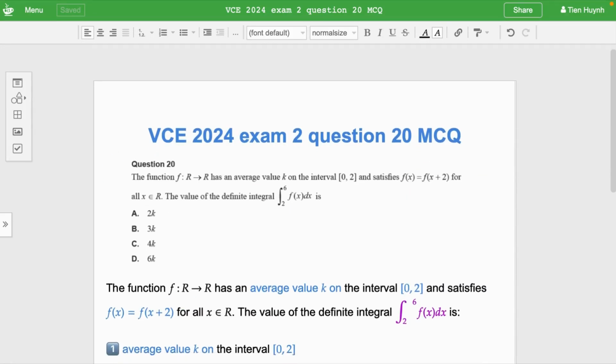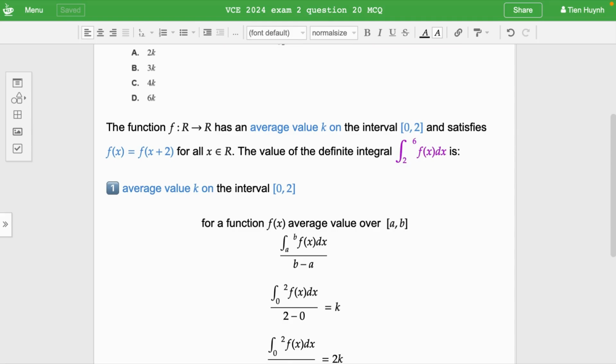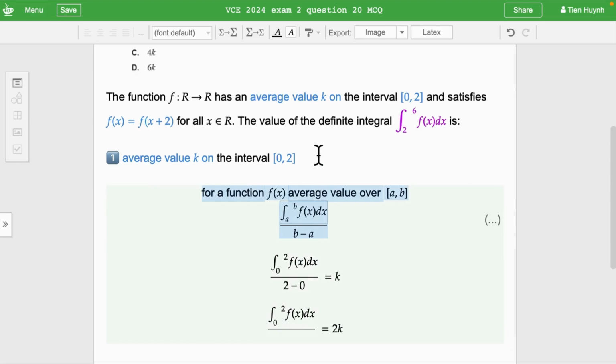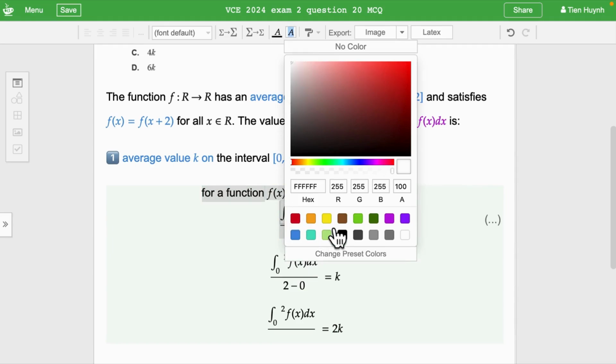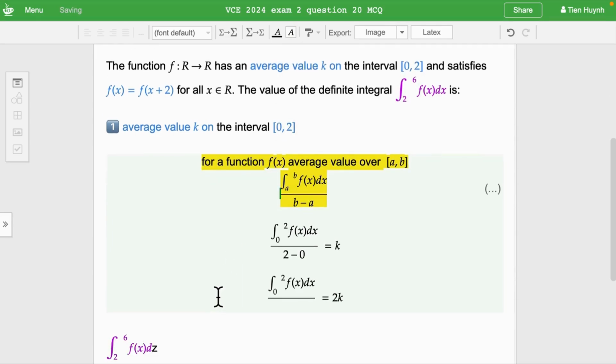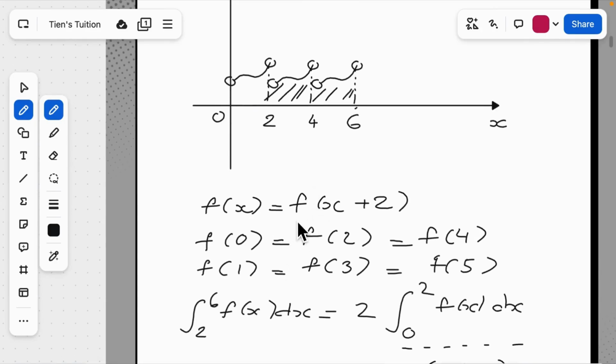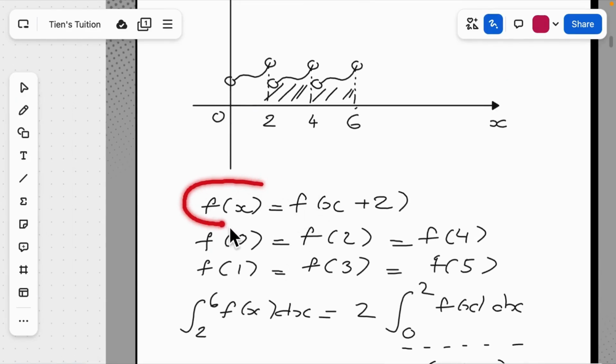So in this question, the key point once again is we need to understand the definition of the average value of a function. I will put this one in yellow, and sorry, this is dx, not dz. And now once again, because of this property f of x equal to f of x plus 2, which is true for all of x, it means that the function will repeat itself after 2 units.